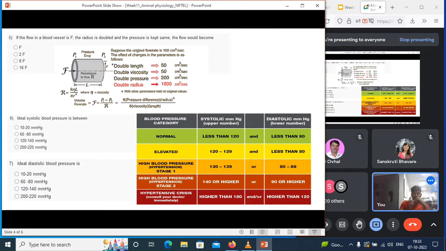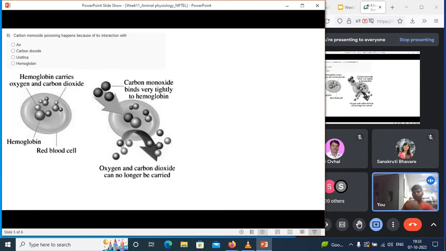I think you are all aware of these things because this is pretty basic, right? Now question 8: carbon monoxide poisoning happens because of the interaction with what? The answer will be hemoglobin, and I don't care about the answers, rather I need you to understand how it is happening, right?